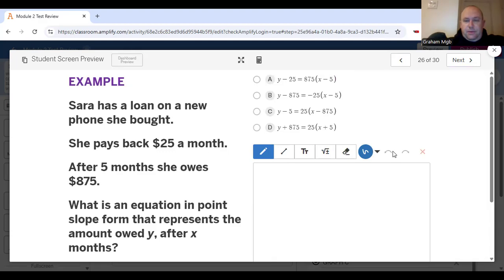Word problems. Okay, well, we have to do them, so let's see what we got here. Sarah has a loan on a new phone she bought. She pays back $25 a month. After 5 months, she owes $875.